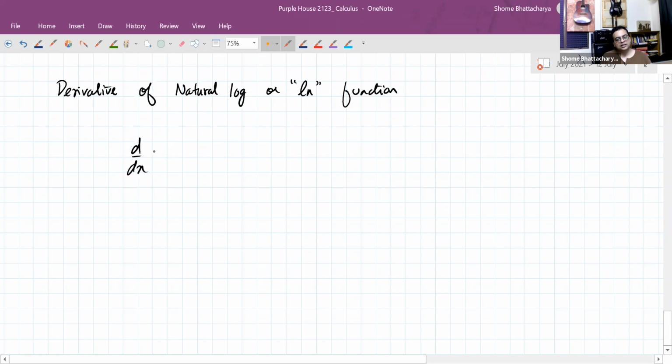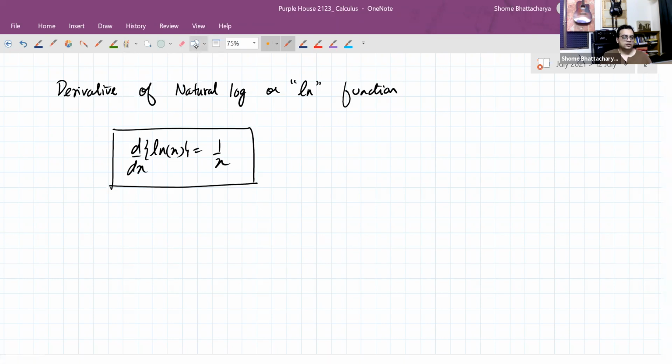Differentiation of ln x with respect to x is given by the formula 1 by x. So now we have a complete list of formulae that we require for differentiation. Starting from differentiation of x to the power n, which we learned on the first day, going through the 6 trigonometric functions we talked about today, then the exponential function, and finally the natural log function, I think it's a total of about 9 formulae that you have to keep in mind.